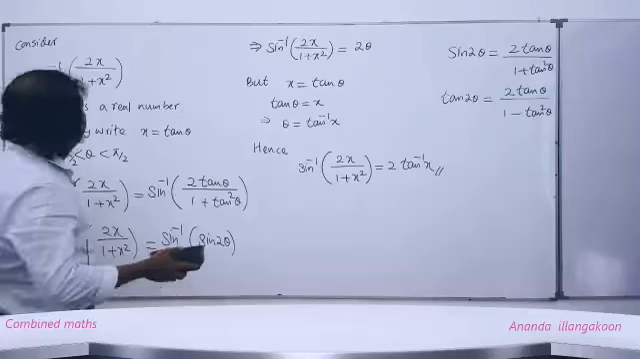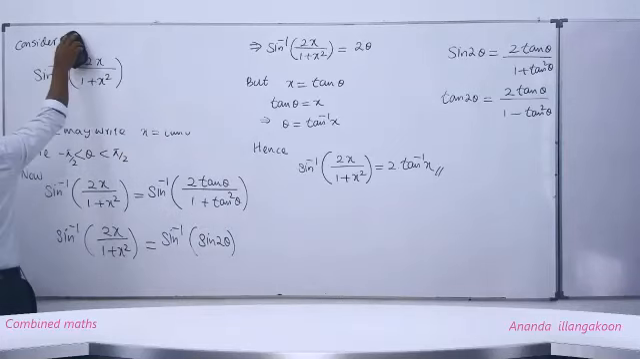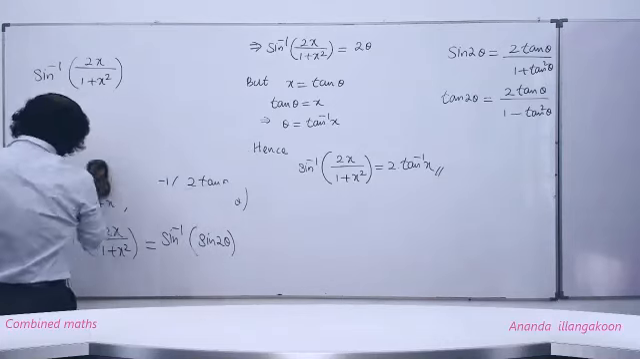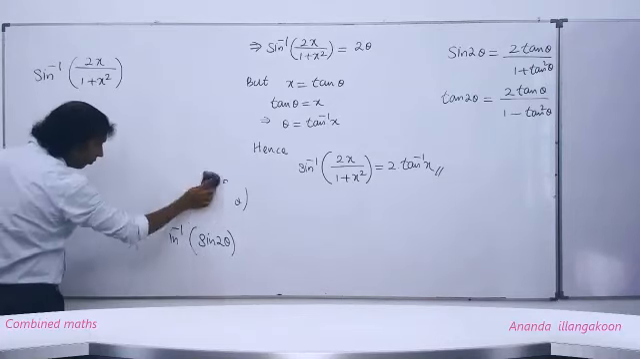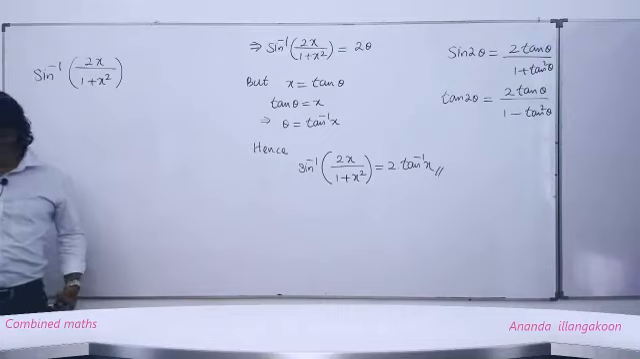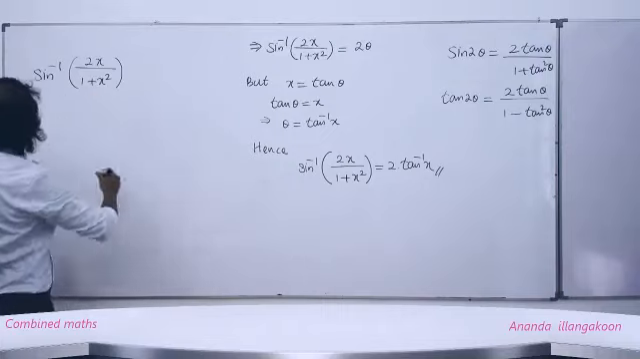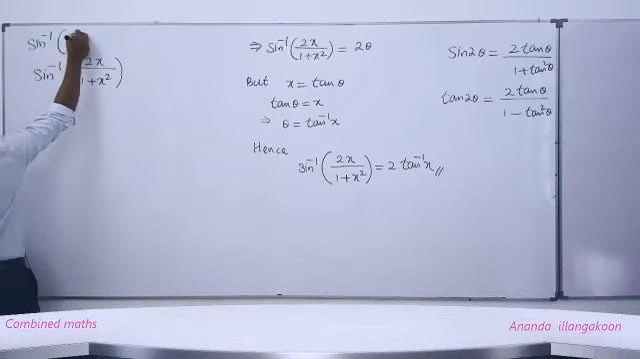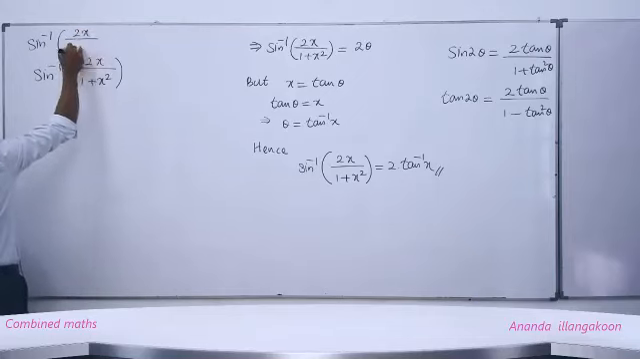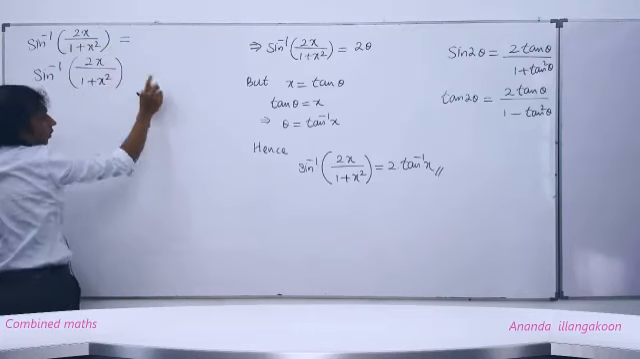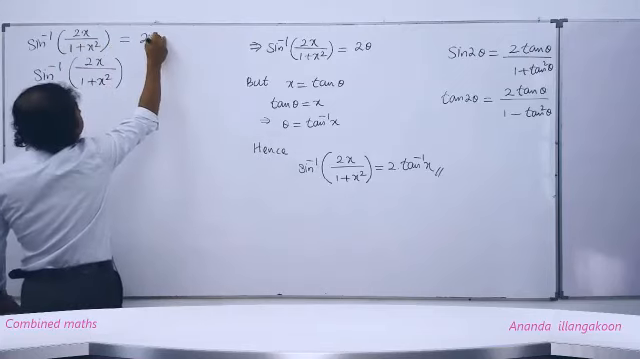Right, so then here it's okay. This answer we got. What is the answer there? Sin inverse 2x upon 1 plus x square. Now we proved it equal to tan inverse.